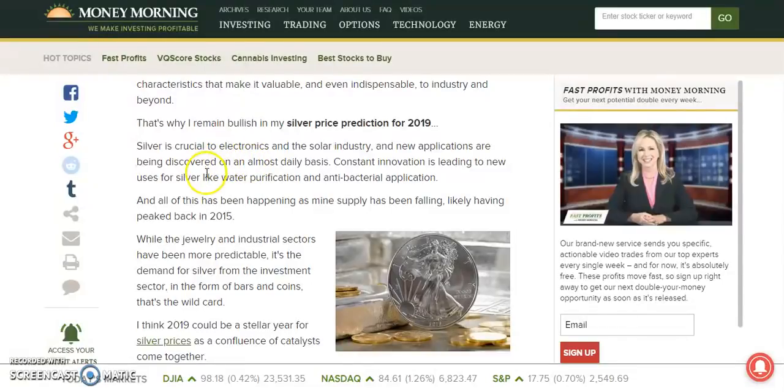Silver is crucial to electronics, to the solar industry, and new applications are being discovered on an almost daily basis. I've been covering this a lot, the new uses, especially the new advancements in the technological world. Everything is advancing in technology. And definitely the really important thing to remember is silver is the most highly conductive metal for electricity and thermal conductivity. So in the technological world, if silver is the cheapest and definitely the best performing metal, then the supply's there or the demand's there. But if the supply's not there, low supply, high demand, you know what that does?